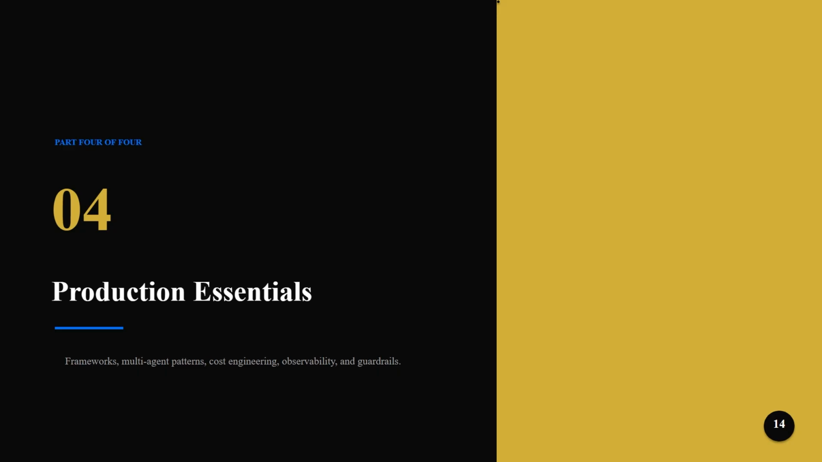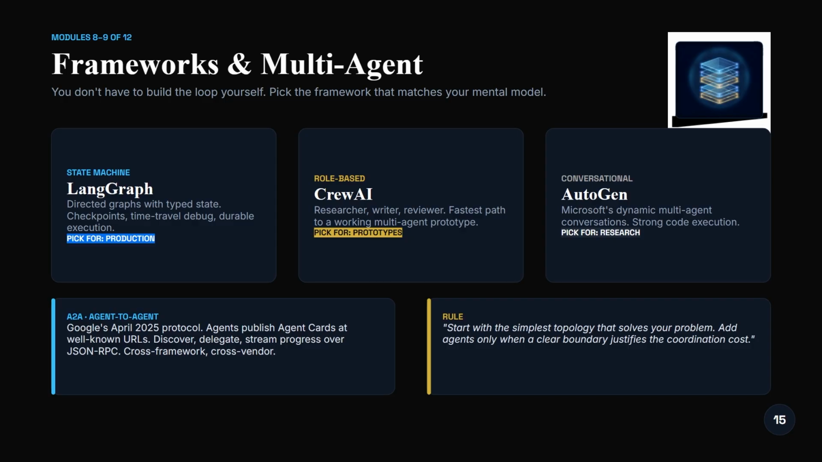So let's talk a little bit about production frameworks, multi-agent patterns, cost engineering, observability, and guardrails. So there are a lot of frameworks that allow you to create agents. You can select an agent framework if you want to make a single agent or a multi-agent. So LangGraph allows you to create graphs with a specific state, checkpoints, and it's one of the best tools for production. It's used by so many big companies. If you want role-based agents, such as researchers, reviewers, writers, and you want to do a prototype that is multi-agent, you can try CrewAI. And AutoGen is used for research purposes. It's done by Microsoft, but in general, I would just go ahead and learn LangGraph.